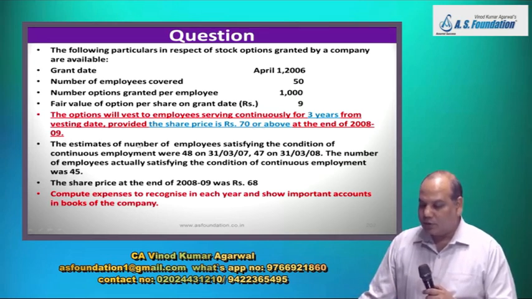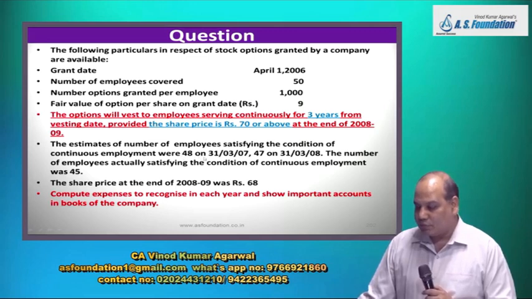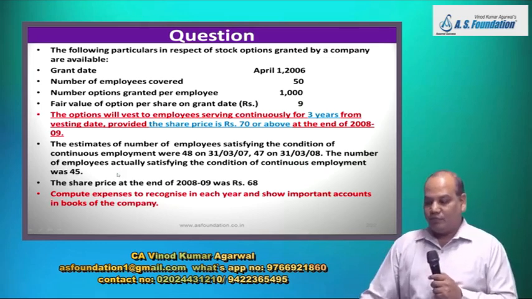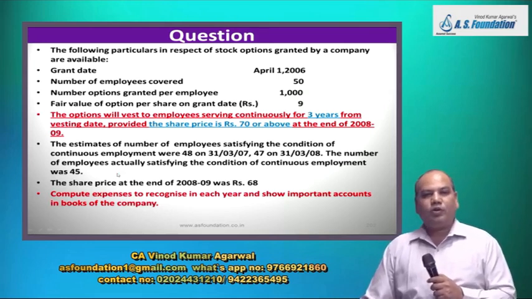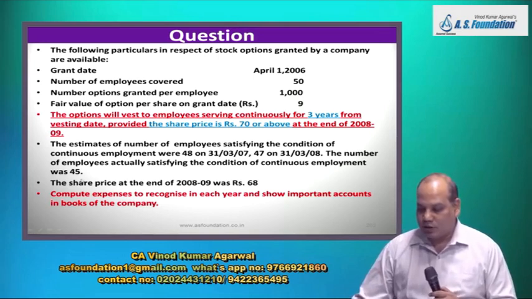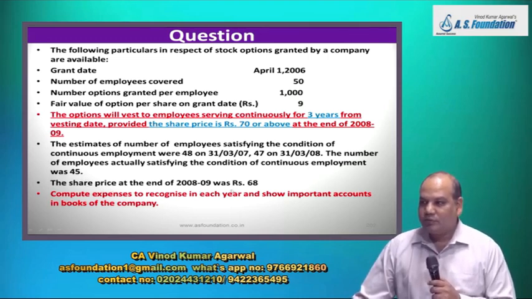The estimate of the number of employees satisfying this condition of continuous employment is 48 on 31st March 7, 47 on 31st March 8. The number of employees actually satisfying the condition of continuous employment was 45. So 45 employees are eligible, so we'll do the calculation of expense for 45 employees in the last year. The share price at the end of 2008-9 was rupees 68.